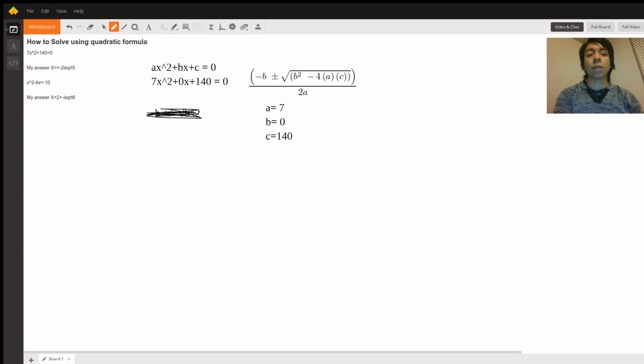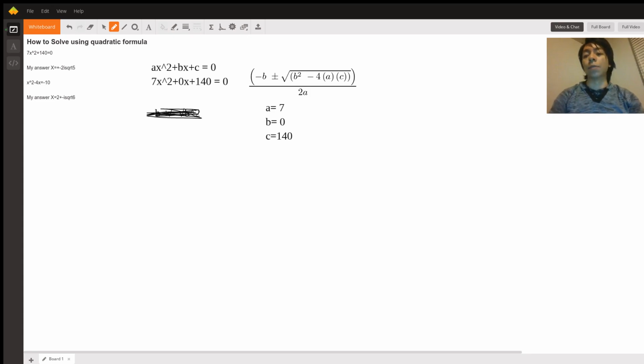A is the number that's multiplying the x squared, B is the one that's multiplying the x, and C is just the constant at the end. So in this case, A is equal to 7, B is equal to 0 because there's no x here, which means it's x times 0, so you get nothing. And C is 140, the constant at the end.